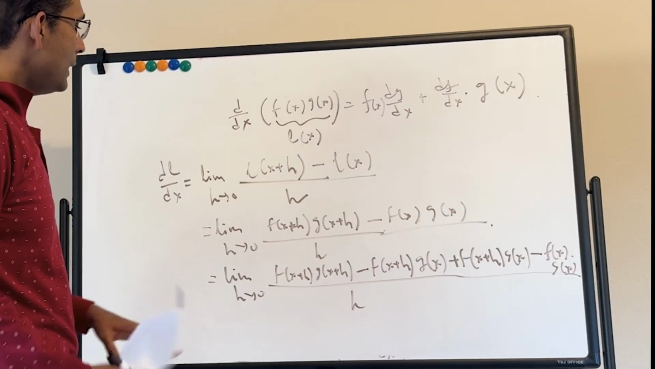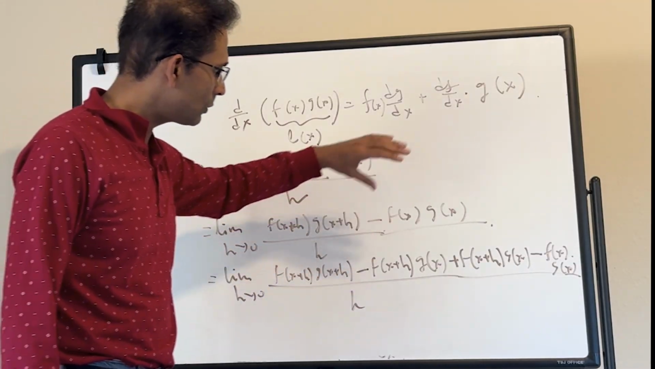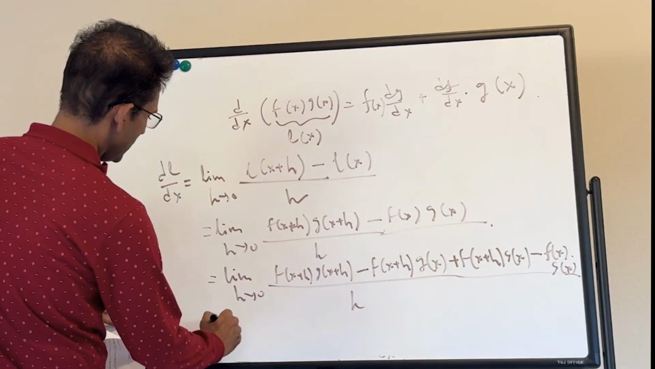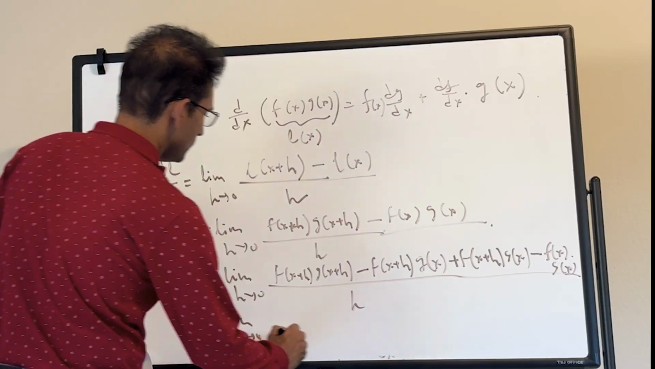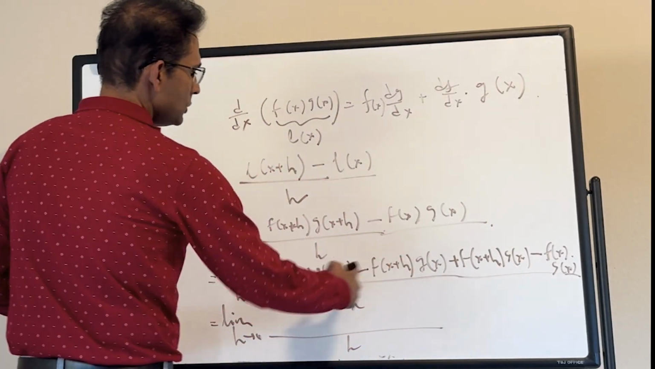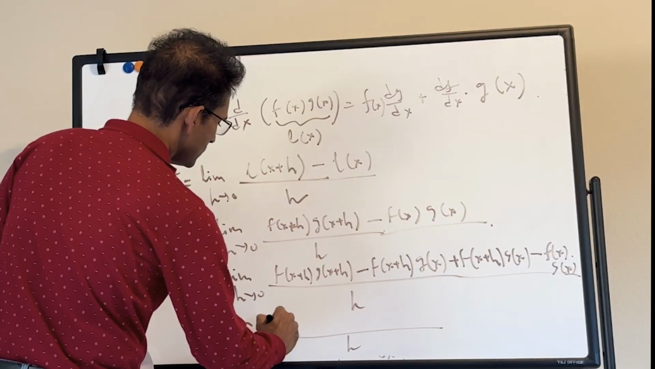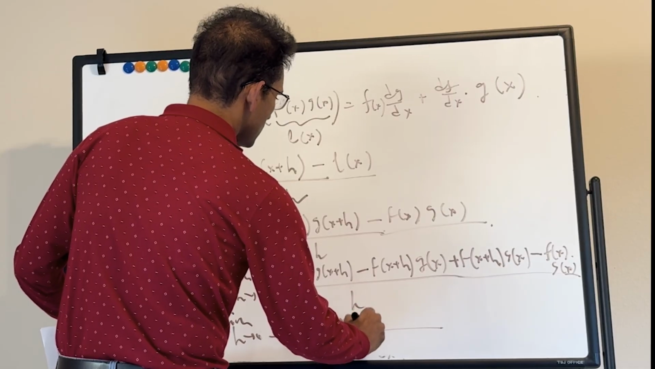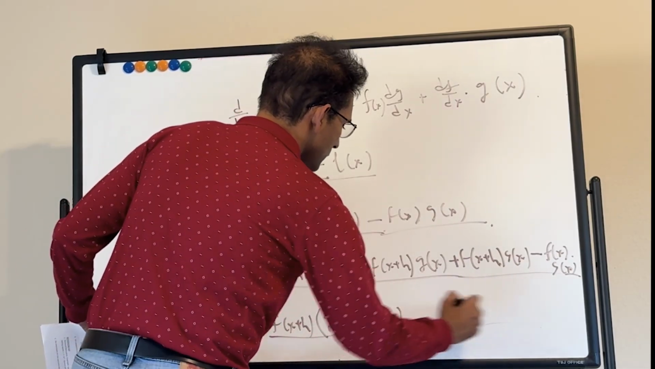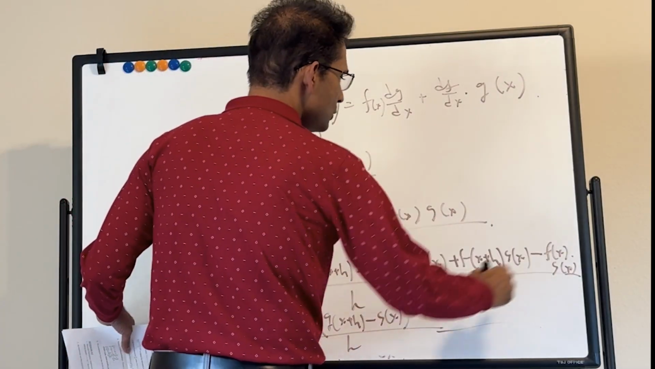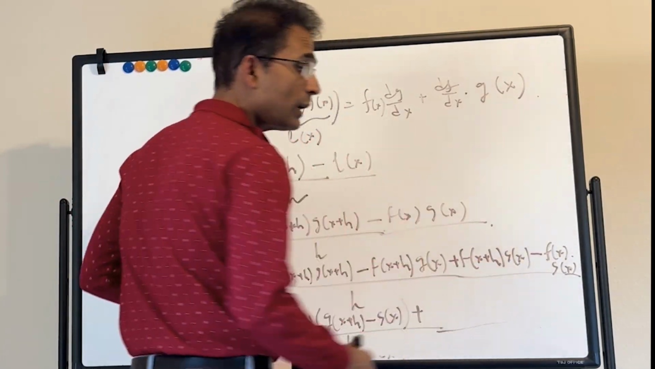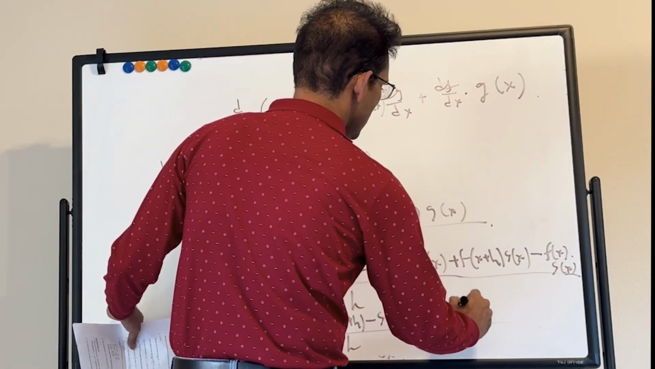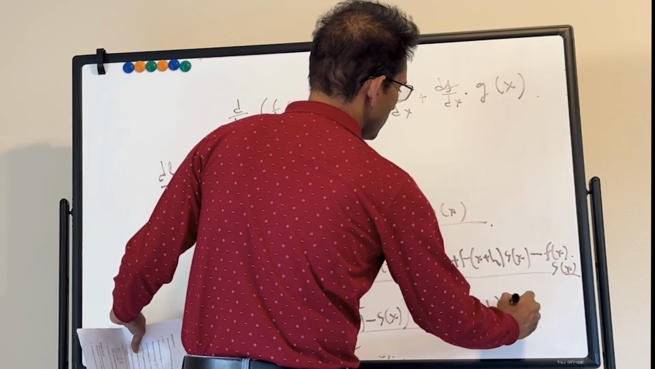Okay? And now what I'm going to do is club the two terms together, like the first two and then the last two. So if I do that, what do I get? So limit h goes to 0, you have h in the denominator. In these two terms, you have a common factor, f of x plus h. So let's take that outside the bracket. Inside the bracket, you will have g of x plus h minus g of x, right? And then you have these two. What is the common factor between these two terms? It's g of x, right? So let's write that down. You have g of x, and then inside the bracket, you have f of x plus h minus f of x.